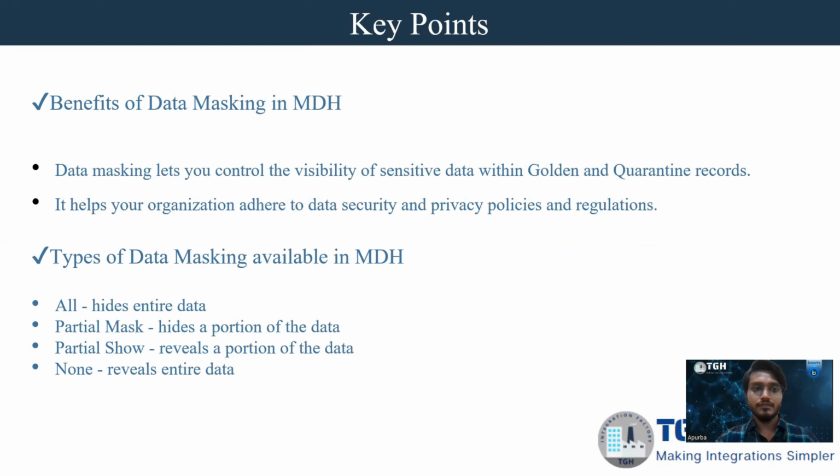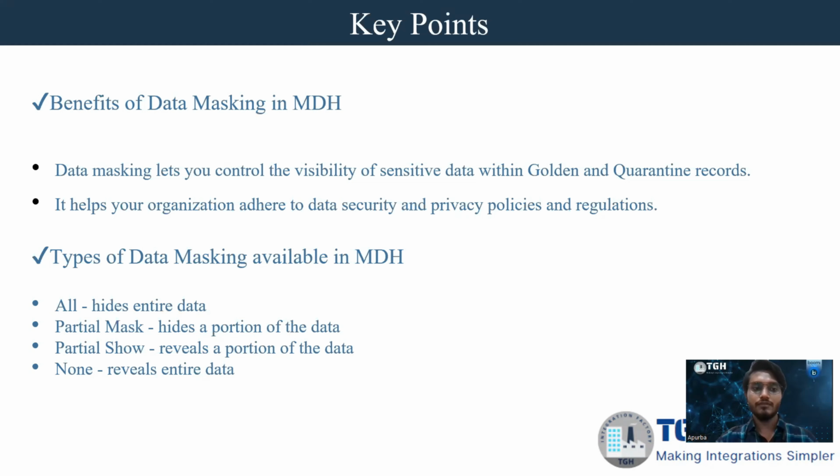There are some benefits of using data masking. Data masking lets you control the visibility of sensitive data within both golden and quarantine records. It helps your organization adhere to data security and privacy policies and regulations.